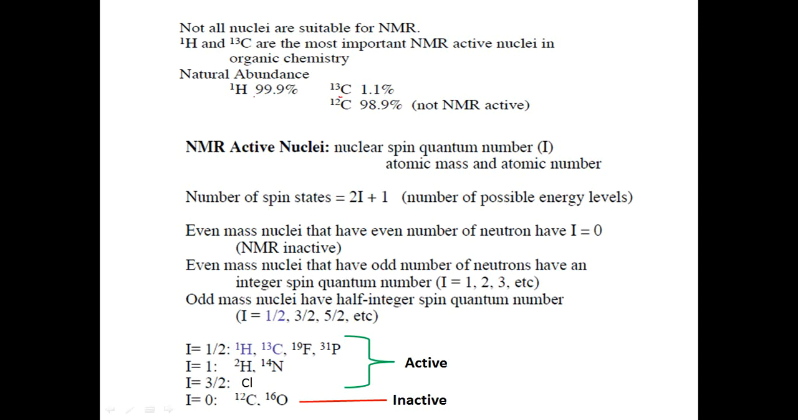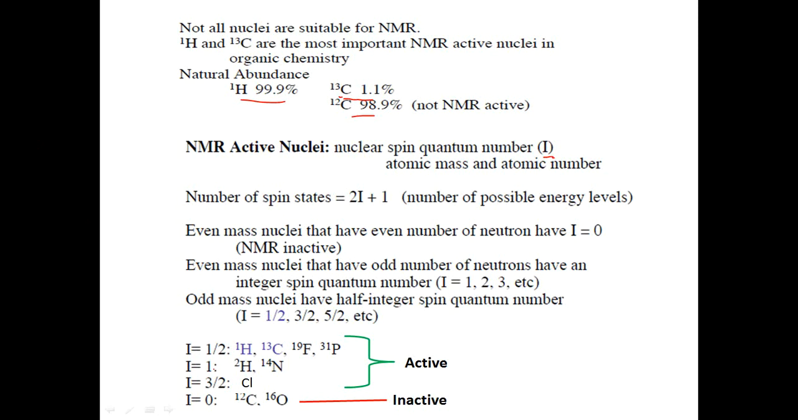The natural abundance of proton, that is H1, is around 99%. That of C13, which is the active form of carbon for NMR, is only 1.1%. But C12, which is 98.9%, is not NMR active. So what is the criterion for NMR active or NMR inactive nuclei? For NMR active nuclei, the nuclear spin quantum number, which is given as I, is considered for the NMR activity of any particular nucleus.